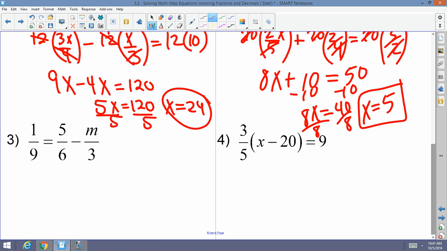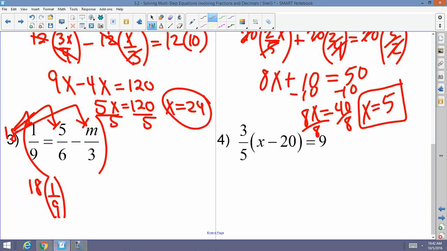Okay. Let's look at 1/9 equals 5/6 minus m over 3. No one wants to work with all those fractions, but I can get rid of the denominators. What do I have to multiply to both sides of the equation to get rid of this? Very good, my brother. 18 is the LCD for sure. So I'm going to multiply 18 literally to everything. So it's going to be 18 times 1/9 equals 18 times 5/6 minus 18 times m over 3.